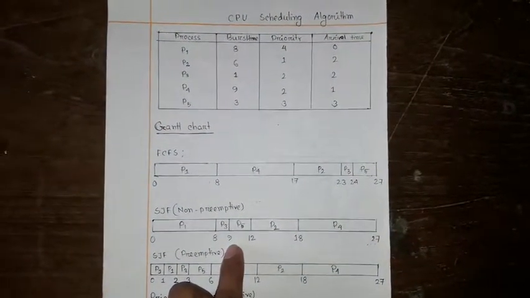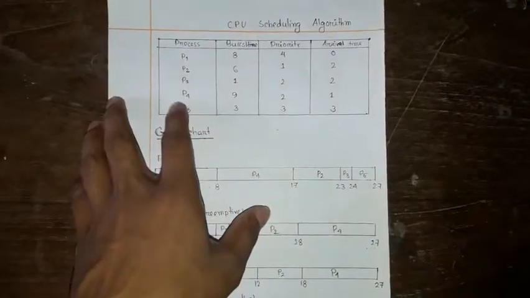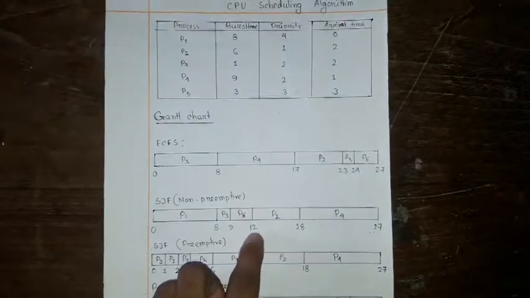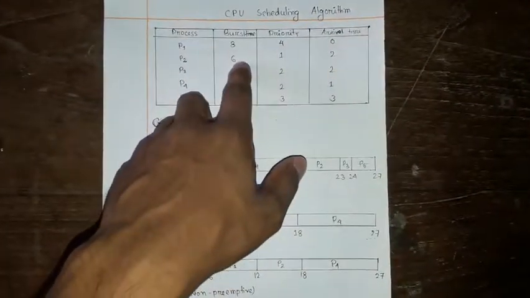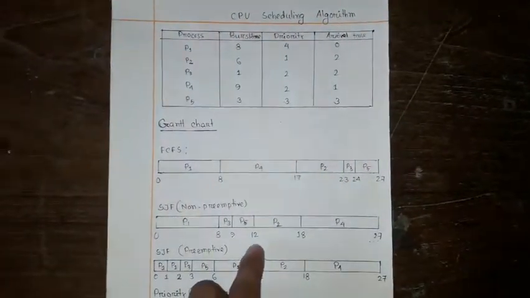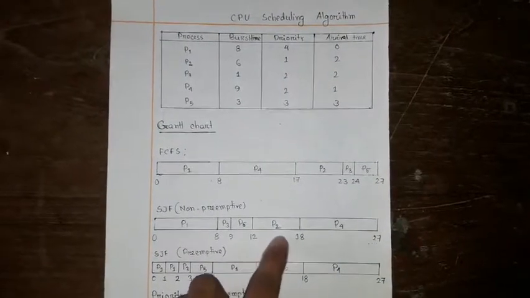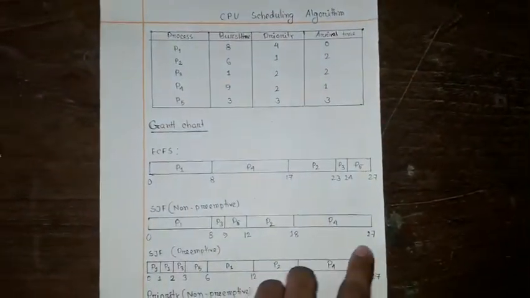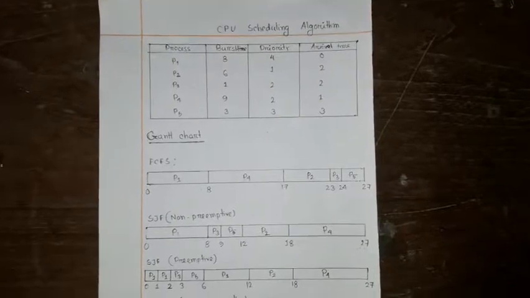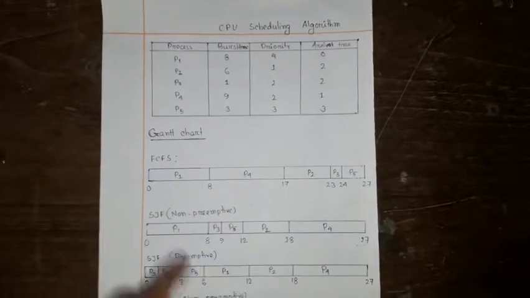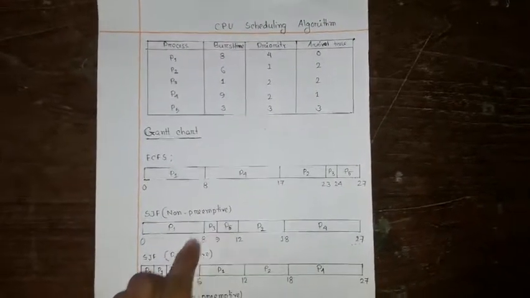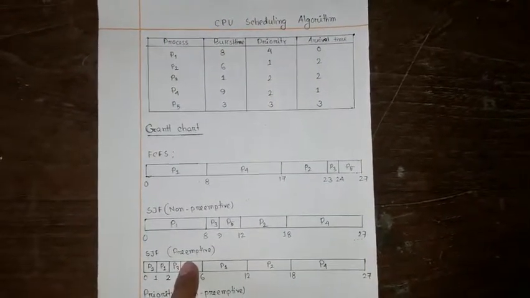After process P3 has done its work, we'll consider process P5. 9 plus its burst time 3 is equal to 12, and then process P2 has the smallest burst time 6. So after process P5, we'll assign process P2. 12 plus 6 is equal to 18, and then process P4 lastly. 18 plus 9 is equal to 27. So in this way, the non-preemptive shortest job first scheduling algorithm works.